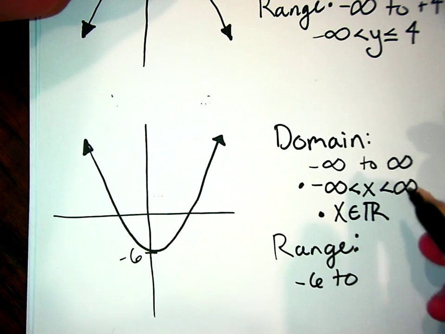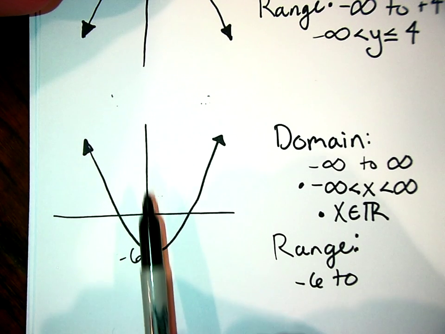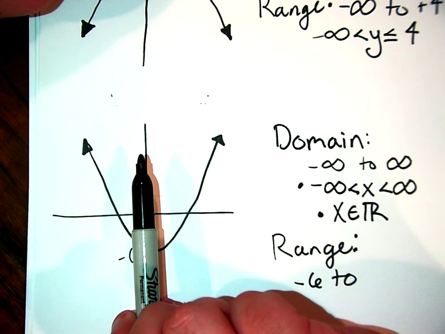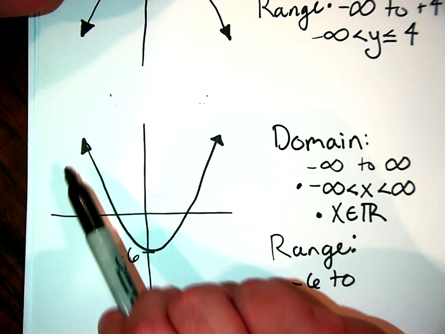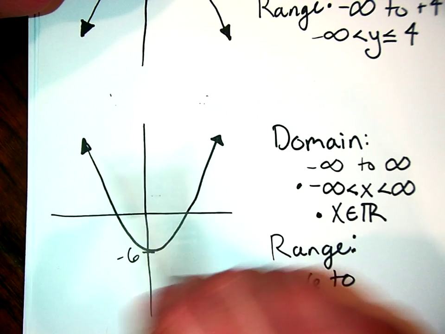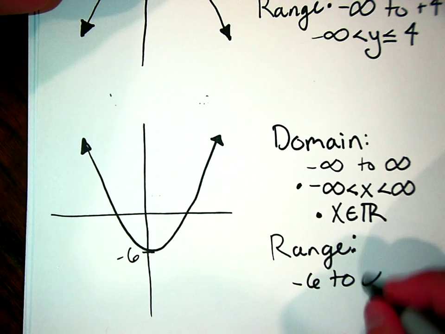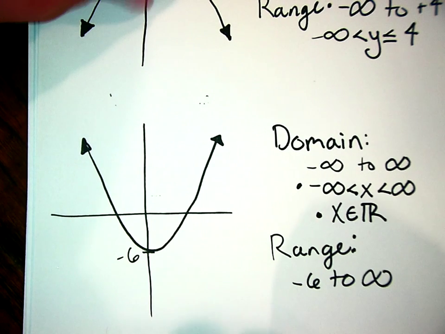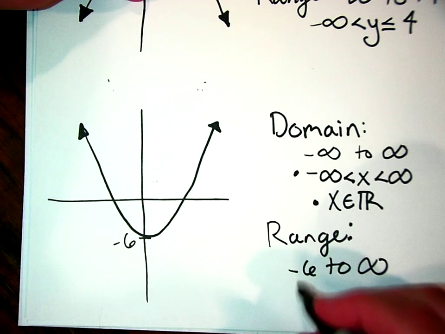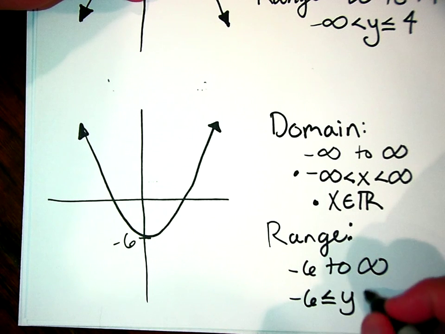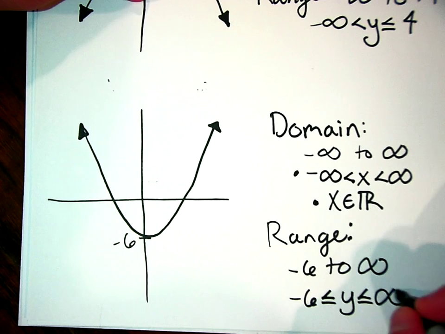And then I want to ask, how far up is it going to go? Okay, how far is this thing going to move upwards? And with these arrows here on the end of that graph, you can see that it's going to go up forever and ever and ever, or to positive infinity. Okay, and again, we can denote that as negative 6 is less than or equal to y is less than or equal to positive infinity.